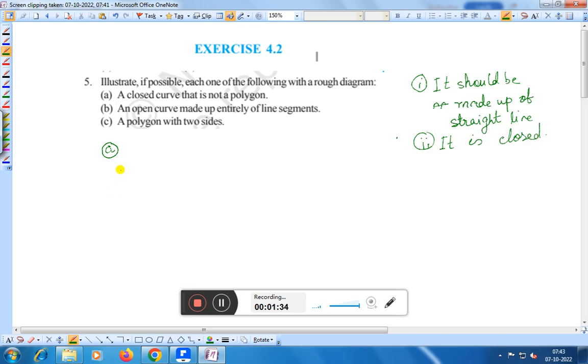A closed curve that is not a polygon, right? That means if we draw like this, three straight lines and one curve, then you can say it is not a polygon. It is a closed figure. Suppose this is point A, the initial point, and the final point is the same, so that is a closed curve, but it is not a polygon because it is made up of one curved line. You see, this is a curve, right? Not a polygon.